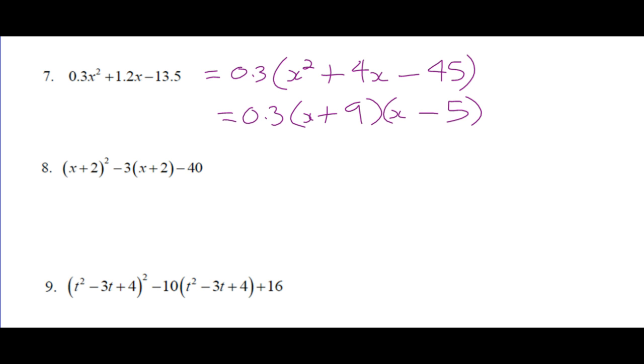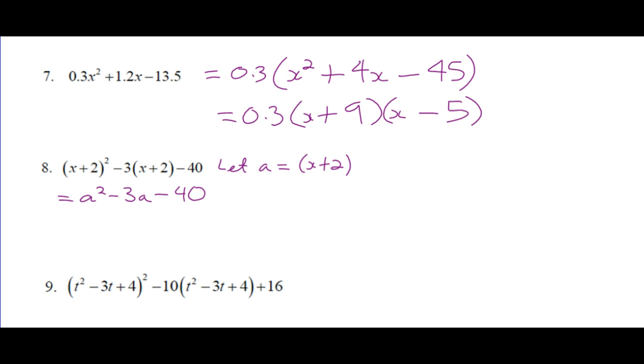So what I'm going to do is I'm going to solve a simpler problem. Right? So I'm going to say, let A equal x plus 2. So everywhere I see an x plus 2, I can now write A. So how do I write this guy then? So A squared minus 3A minus 40. Okay, that one's easy to factor, right? So can you factor A squared minus 3A minus 40?